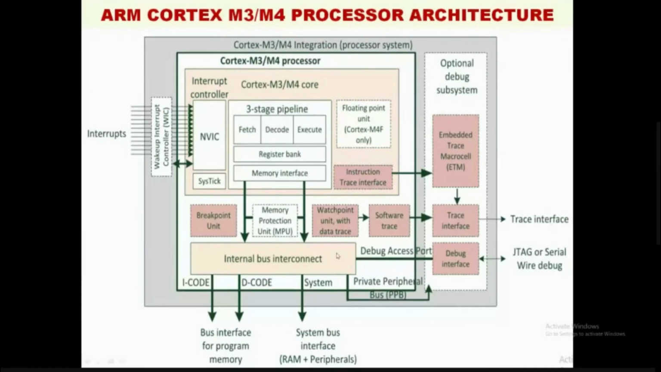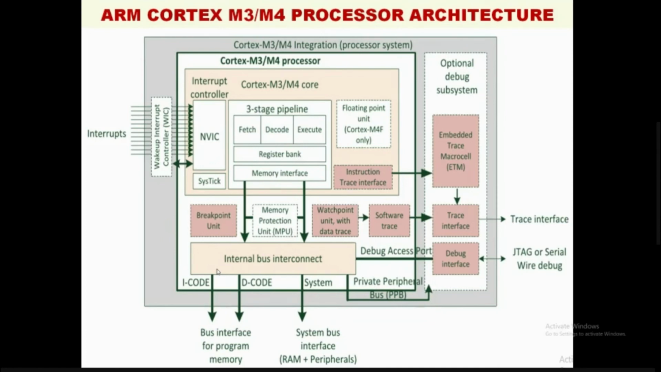And there is something like the bus interconnect. So what does I-Code mean? The code bus. There is a separate program bus. There is a separate data code bus. So instruction code, data code, and the system bus. System bus interface, the RAM and the peripherals. There are separate buses for RAM and peripherals. There is a separate instruction bus and a separate data bus for the program memory. And there is something like the private peripheral bus, and there is something like debug access ports. So that's all. It's a very simple architecture, but very complex things are happening inside.